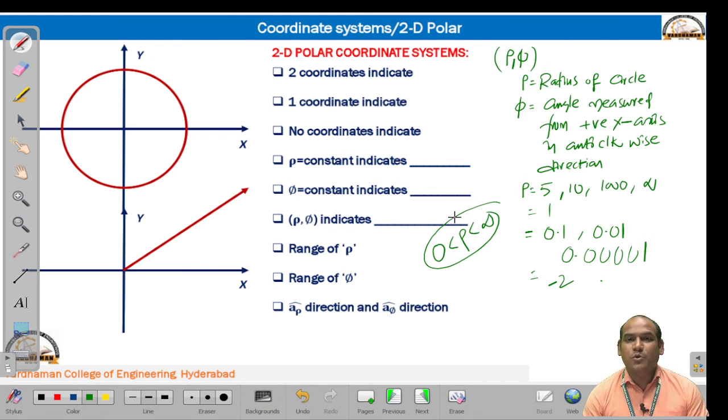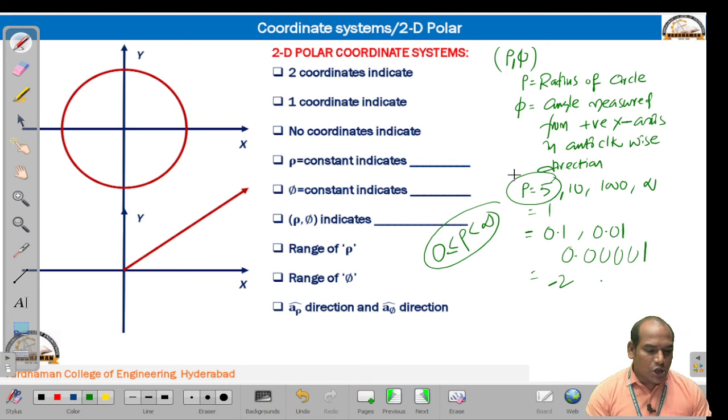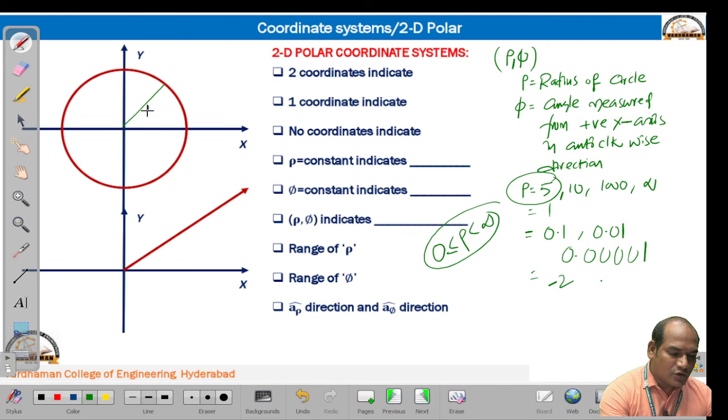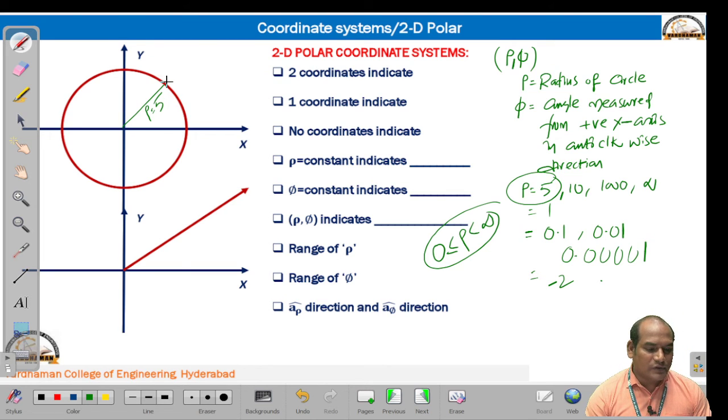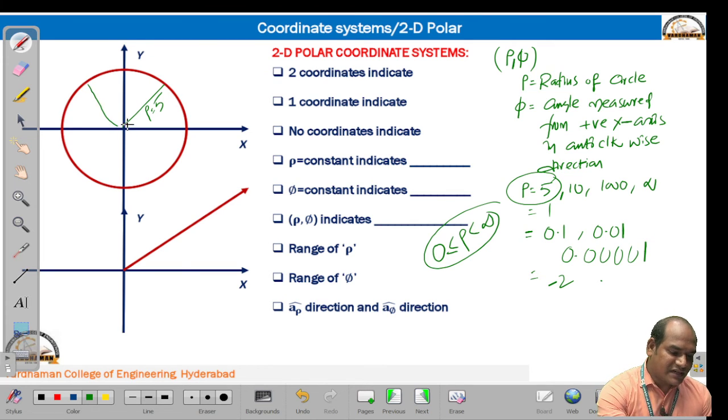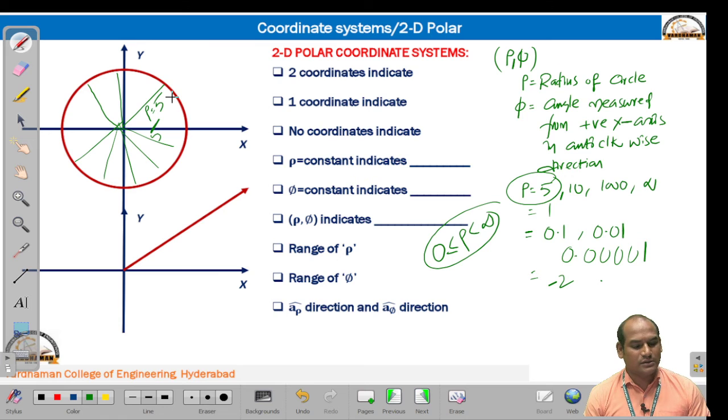But coming to polar coordinates, rho is a positive value, remember that. Rho changes from 0 to infinity. Coming to this, for example, if I give rho is equal to pi, you will draw a circle with radius pi. From the center, at any point on this circle, the distance is pi only. That is about rho is equal to pi.